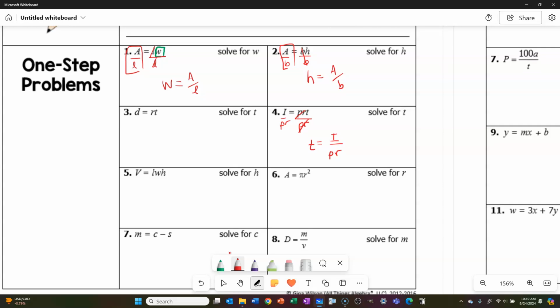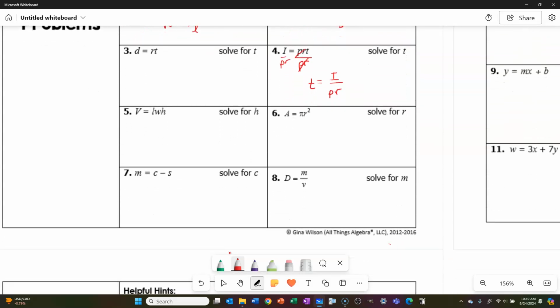It's going to be similar for number 5. V equals LWH. That's volume equals length times width times height. So if I want to solve for this height, I have to get rid of the length and width that are being multiplied by the height. To undo multiplication, we divide. So I'll divide both sides by length times width. That leaves me height is volume divided by length times width. It's this thing right here.